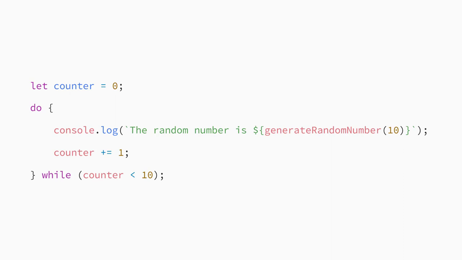There is another type of loop in JavaScript that's closely related to the while loop. It's called do-while loop. Let's look at an example.